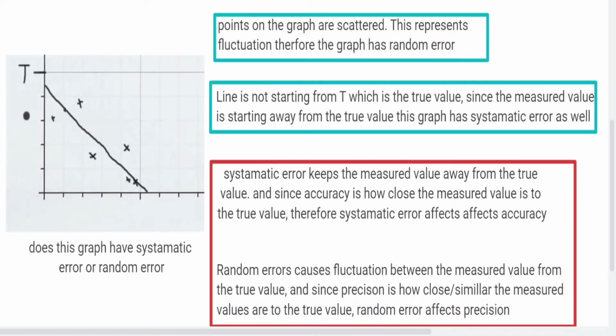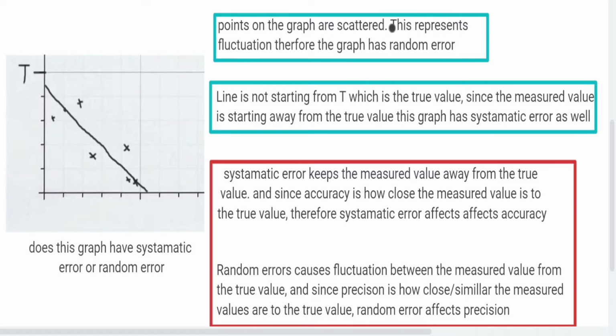Let's find out if this graph has systematic error or random error. First of all, t represents my true value, and this line is what my values should be, and these points are representing the measured or calculated values that I take. You can see that the points on the graph are not exactly at the line. It's either above the line or below the line. The points are either high or low.